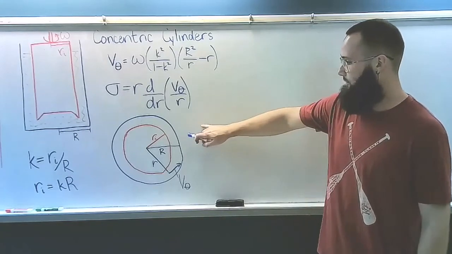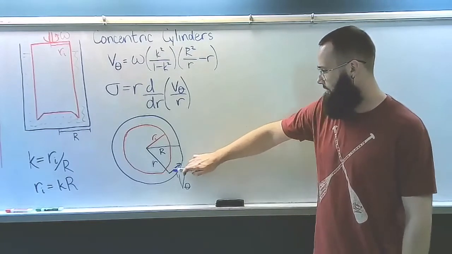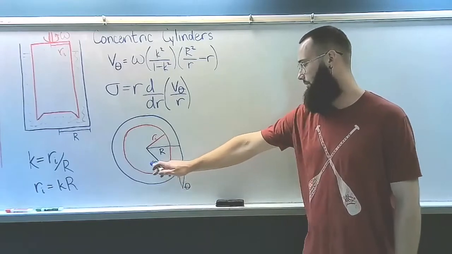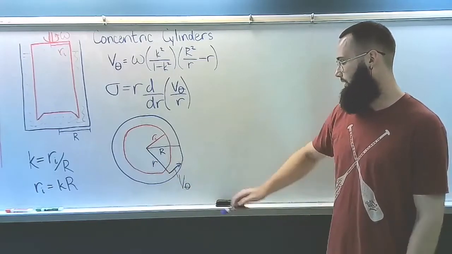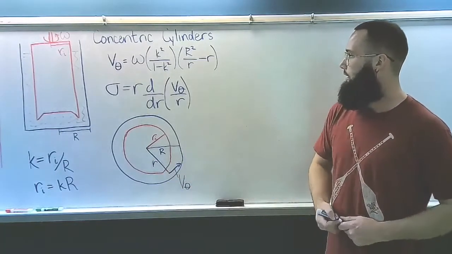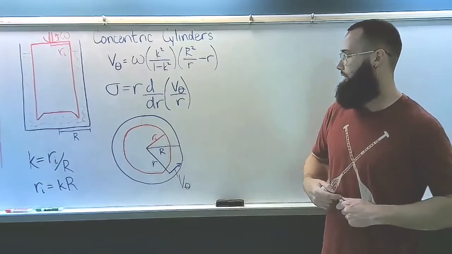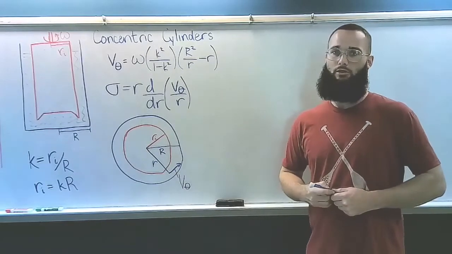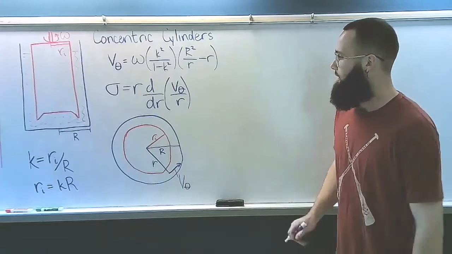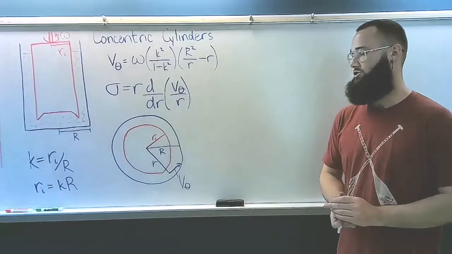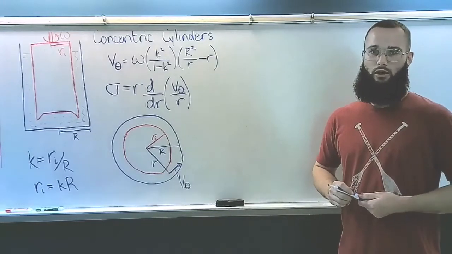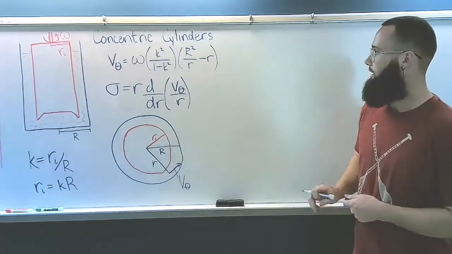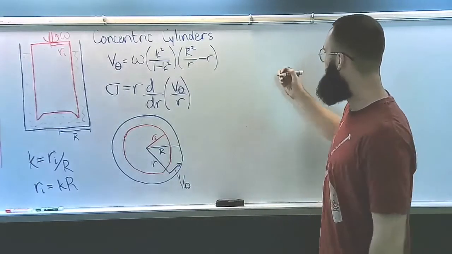If we look at the top view of these cylinders, you can see this point here at some distance r from the center has a velocity. And we want to relate it to angular frequency and eventually torque. So the first step in doing this is to find the shear rate at both the inner and the outer cylinder. First we'll do the inner cylinder.